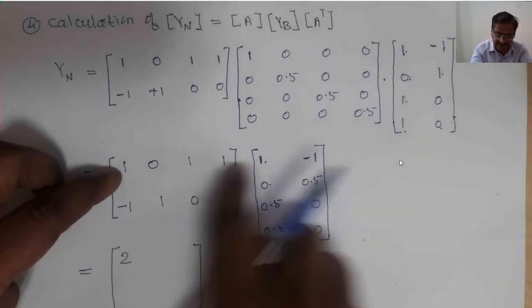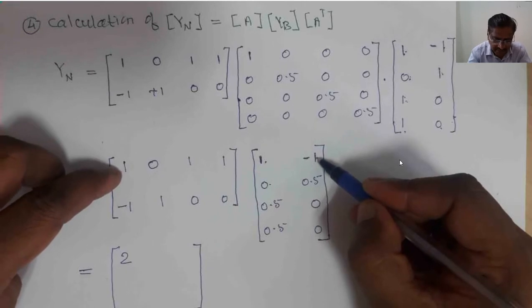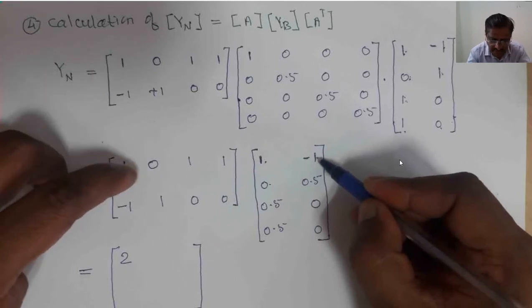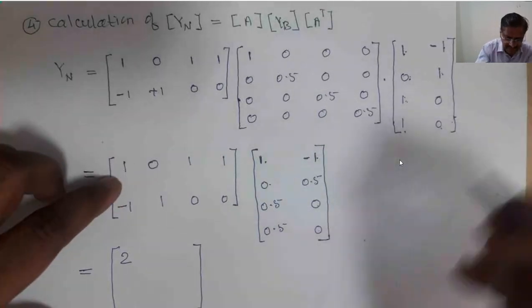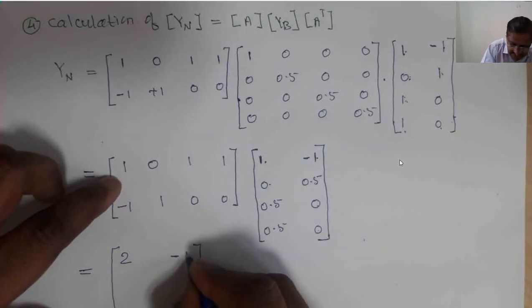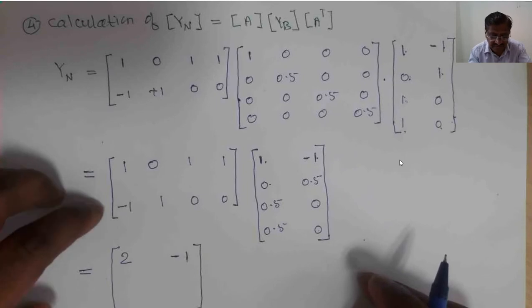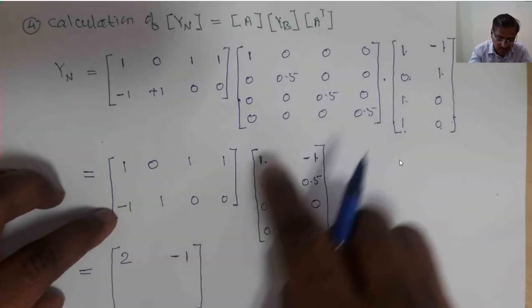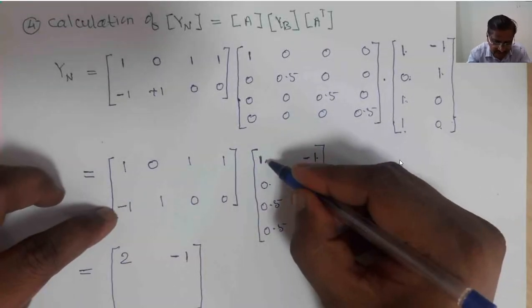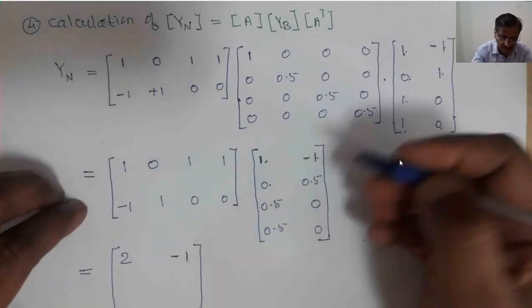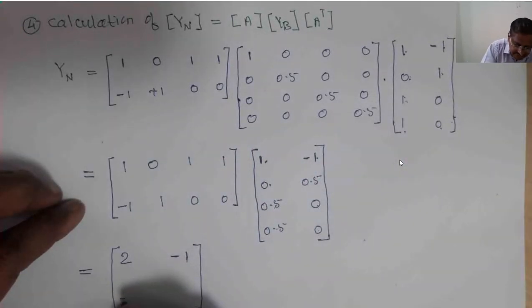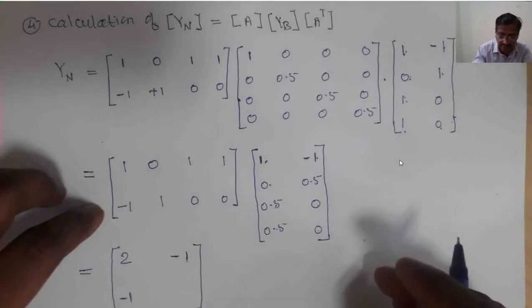Then here, the first row and second column. This 1 into minus 1 is minus 1, this is 0, this is 0, this is 0. Means in this case its entry will be -1. Similarly, this second row, first column, 1 into -1 is -1. This is 0, this is 0, this is 0. Means this entry will be -1. This value will be -1.